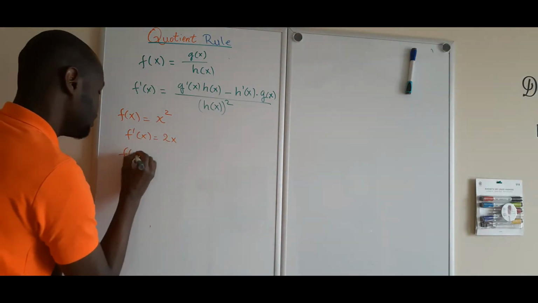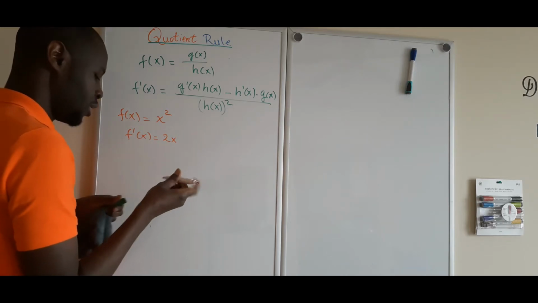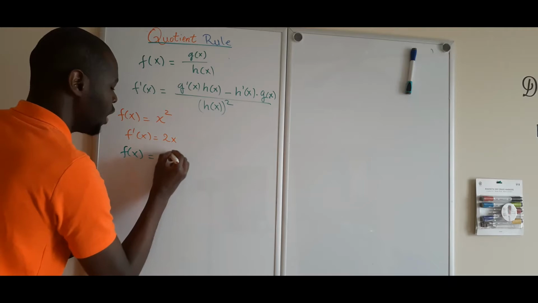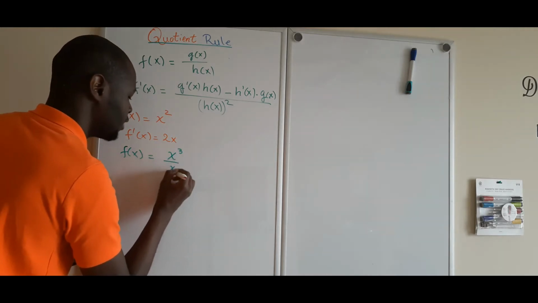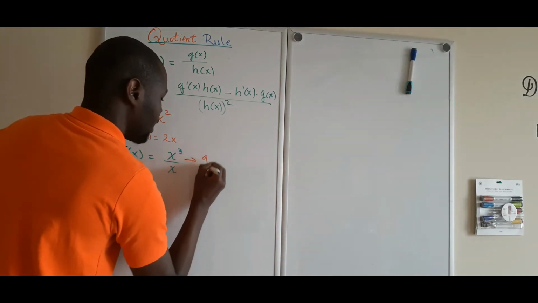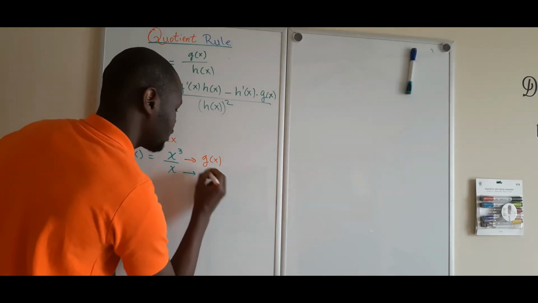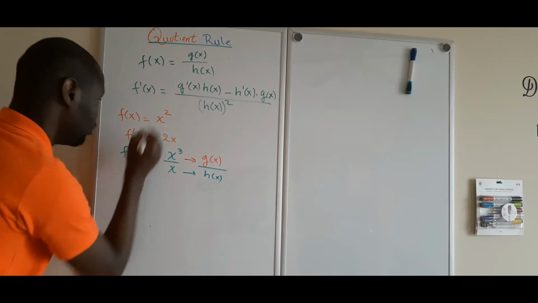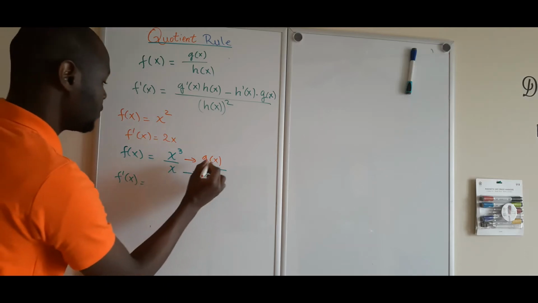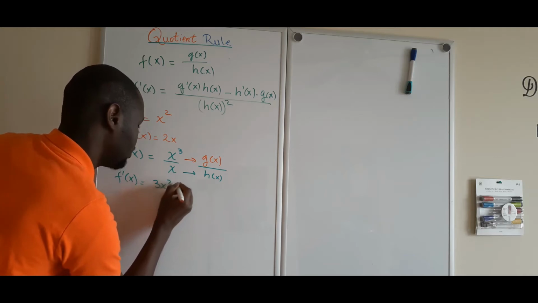How can I rewrite f of x equals x squared in terms of a quotient? f of x equals x cubed divided by x, which is the same thing as saying x squared. I'll call this one my g of x, and this will be my h of x. Now, applying this formula, f prime of x would be what? We said g prime of x. What's g prime of x? 3x squared.